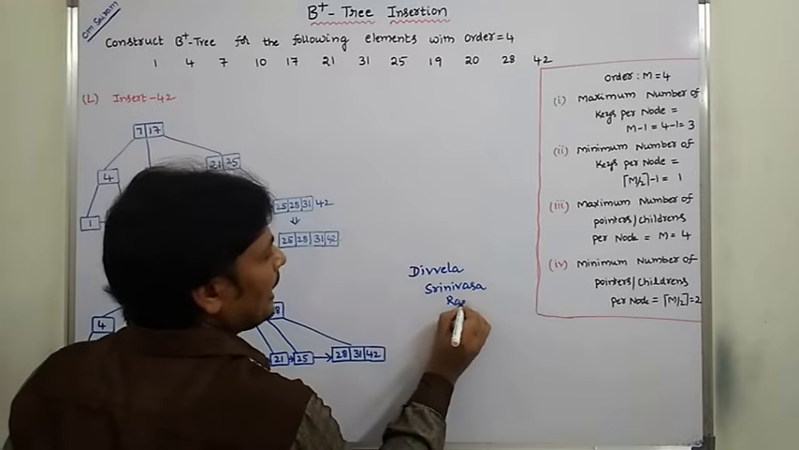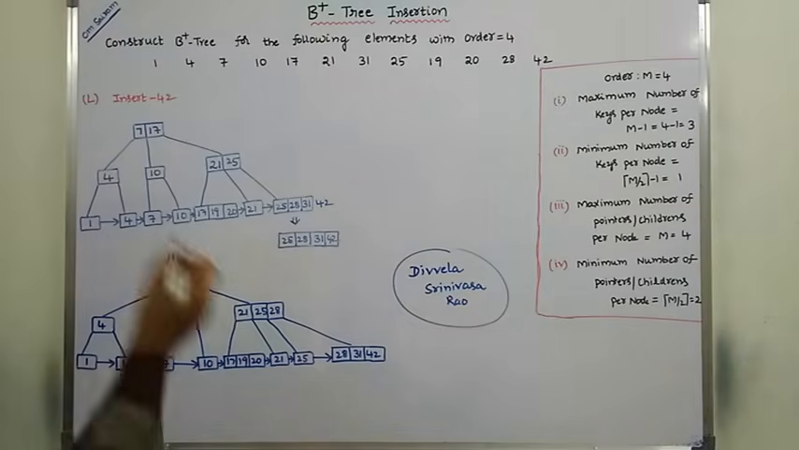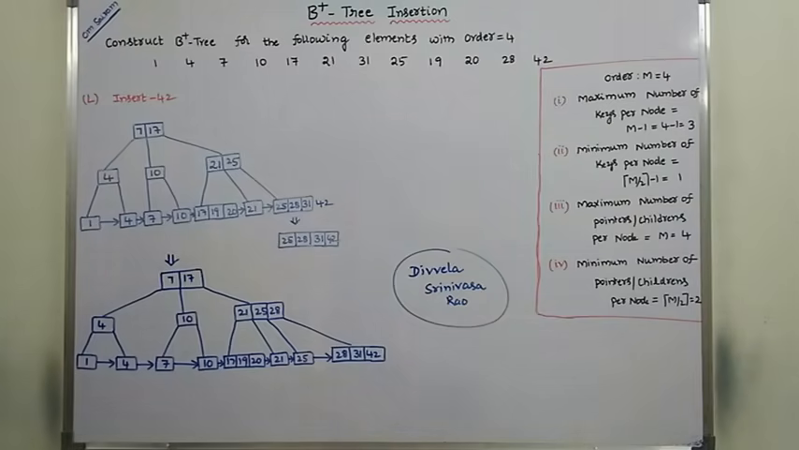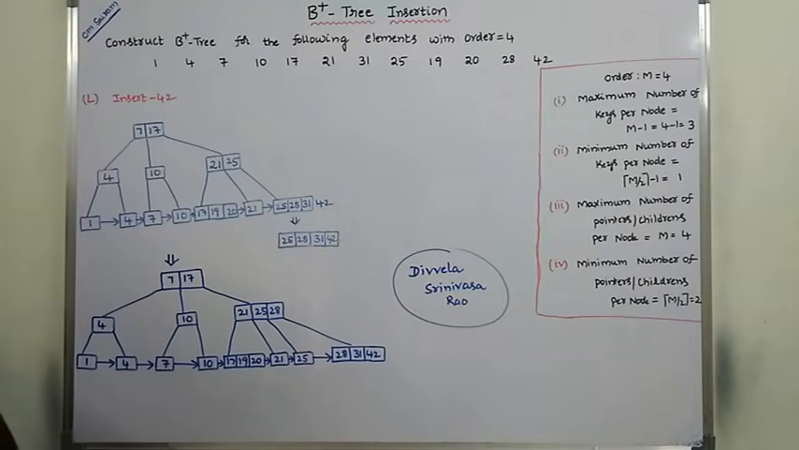I am inserting level by level so that it can take more time, so please watch carefully. So this B plus tree satisfies these 4 properties. Okay, thank you.